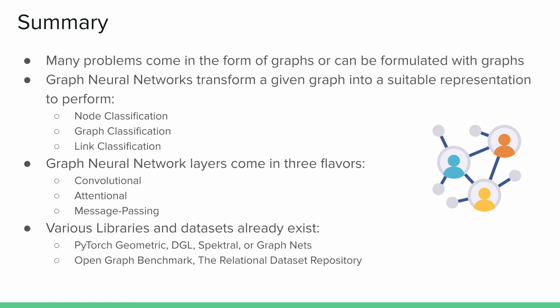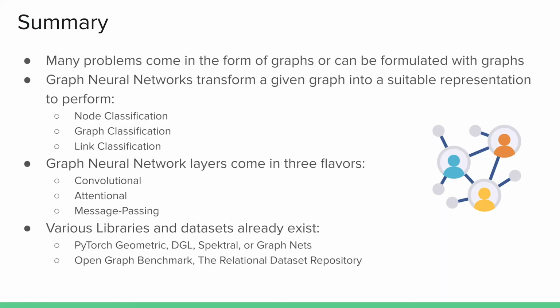Summing up, graph neural networks are particularly powerful because there are many problems in the real world that can be formulated or just come in the form of graphs. The graph neural network idea that drives this is that we take the input that is already a graph, learn a better representation that is more suitable to our problem, and then perform some reasoning on that learned graph, on that latent representation of the graph. We could either do node classification, where we try to answer questions about specific nodes, graph classification, where we try to answer questions about the entire graph, or link classification if we want to know something about the interaction between two nodes.